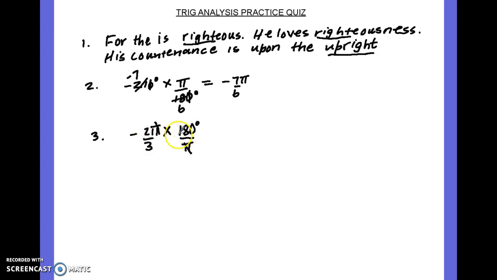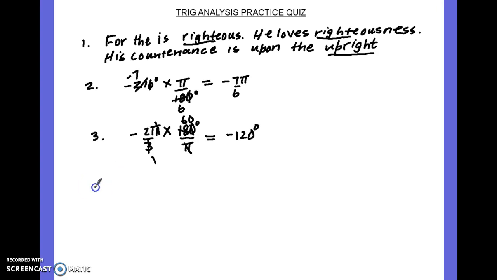And then 3 goes into 18. 3 goes into itself once. 3 times 6 is 18, and 3 goes into 0 times. So we're left with 2 times 60, which is 120, and that's negative. All right, so that would be the answer for number 3C.